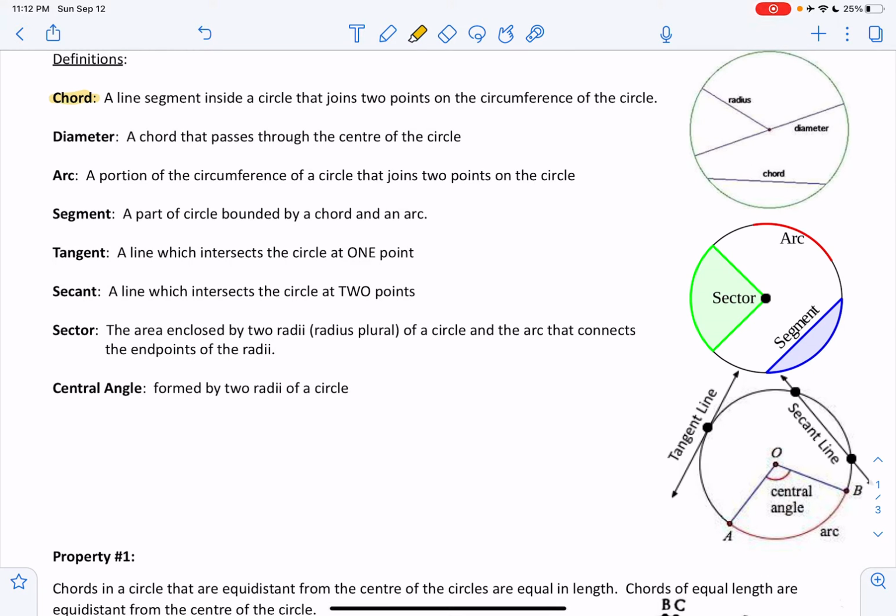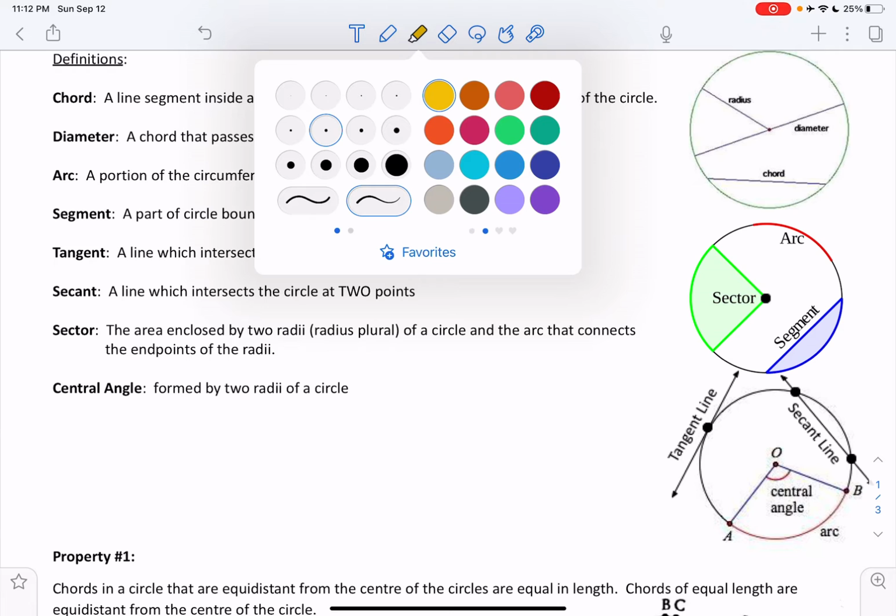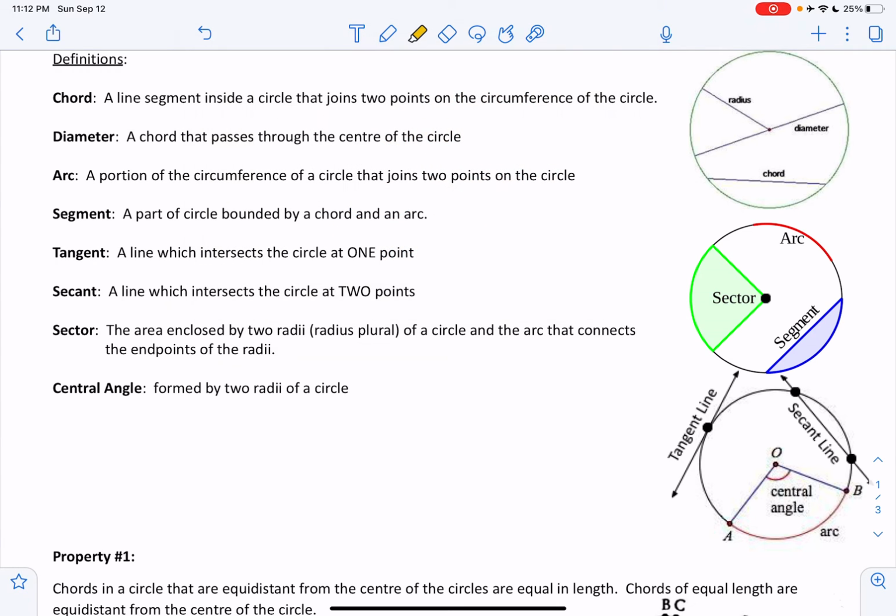So a chord is a line segment inside of a circle that joins 2 points on the circumference of a circle. So here's an example of a chord over here. I take 2 points on the outside of my circle and I connect the dots. That is a chord. Now, chords can be anywhere on my circle. They could be there. I could pick any 2 dots on the circle. So what about there? I connect the dots.